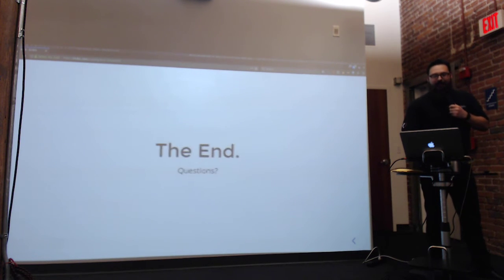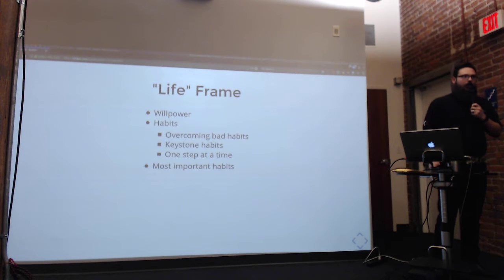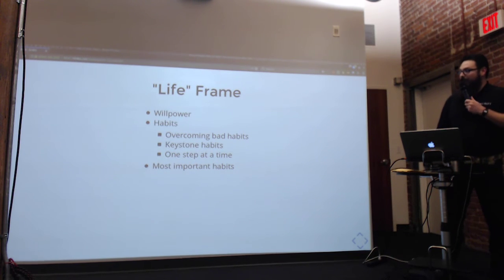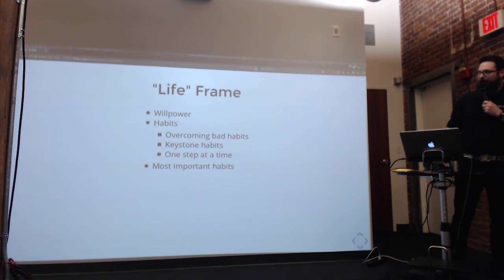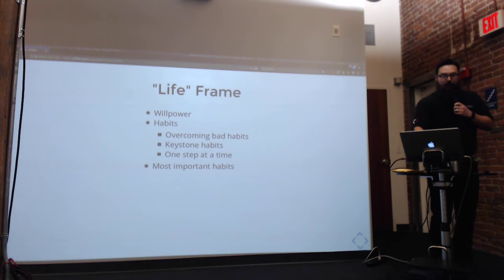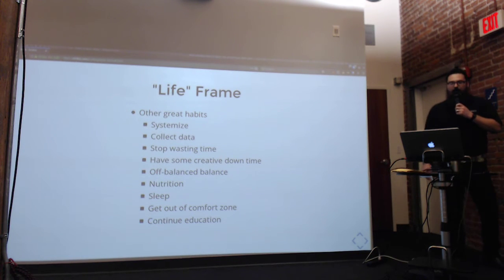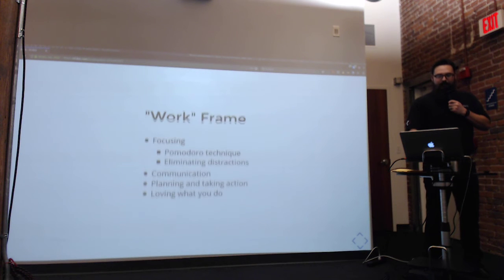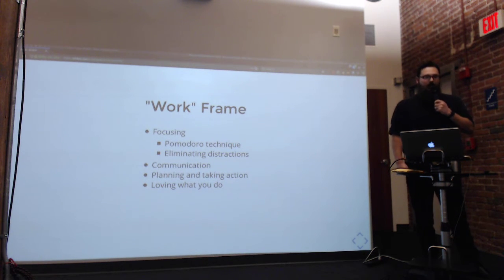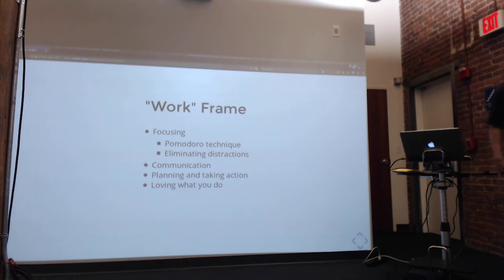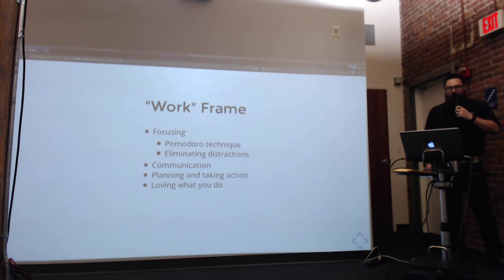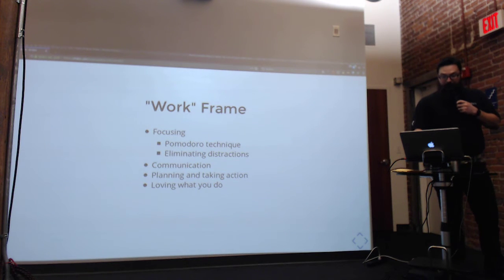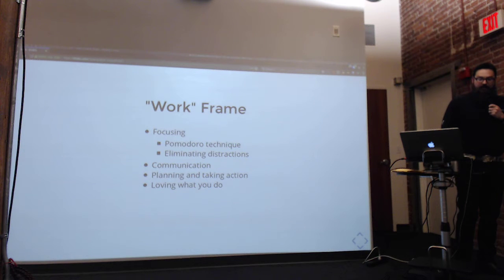So let's review. We had the life frame where we talked about willpower, about habits, overcoming bad habits, keystone habits, the ones that make other habits easier, and about taking one step at a time. We talked about other great habits like systemizing, collecting data, not wasting time, having some creative downtime, balance, nutrition, sleep, getting out of your comfort zone, continuing education. With work, we talked about focus, Pomodoro Technique, eliminating distractions, multitasking. We talked about communication, kind of. Talked about planning and taking action, and talked about loving what you do. Also talked about Gherkin, automated testing, diagramming.